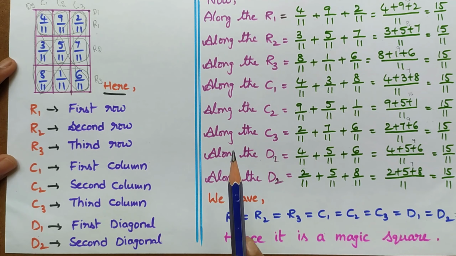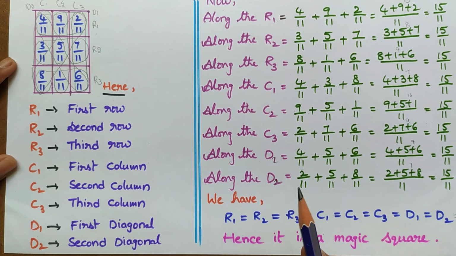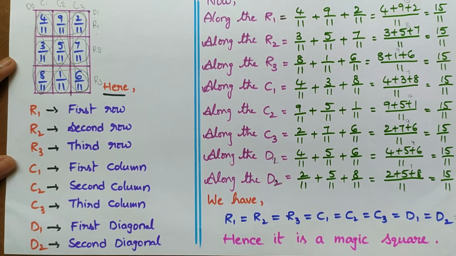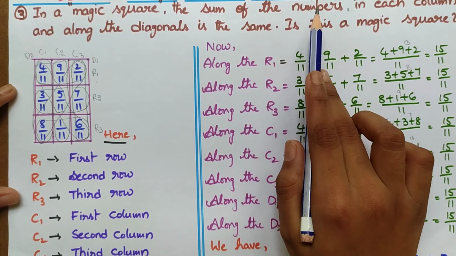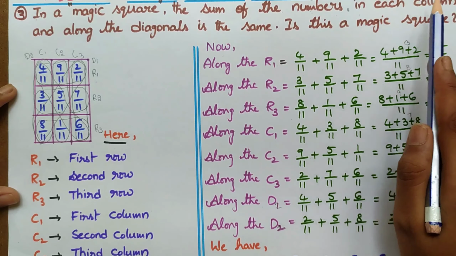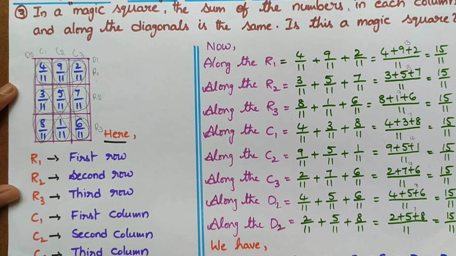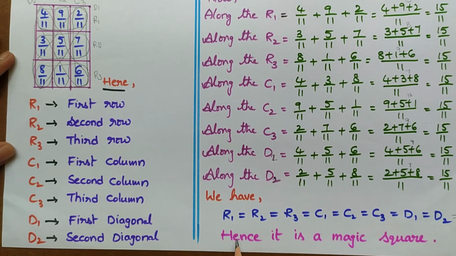See here, friends, the sum of the elements in rows, columns and diagonals is equal to 15 by 11. So we have seen the definition of the magic square: the sum of the numbers in each row, in each column and along the diagonals should be the same. So 15 by 11. Therefore this is a magic square. Hence it is a magic square. Is it clear, friends?